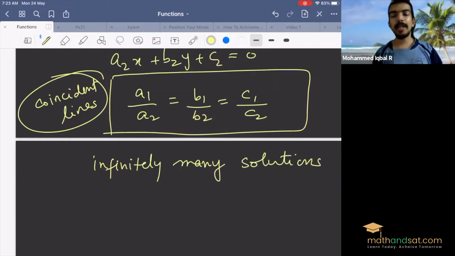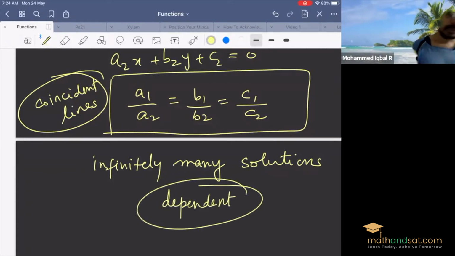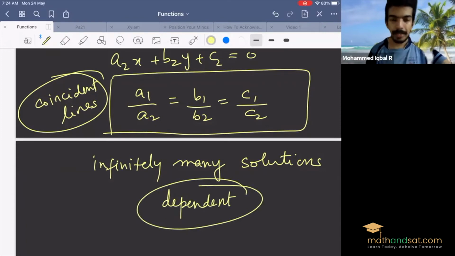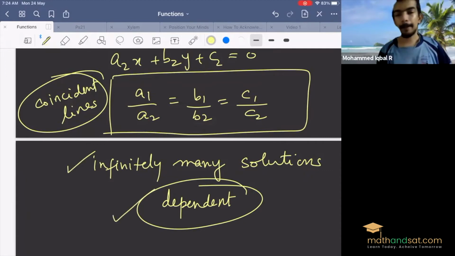Infinitely many solutions. You can also say that these two equations are dependent. You can also say that these two lines are dependent. So one term is infinitely many solutions, the other term is dependent.